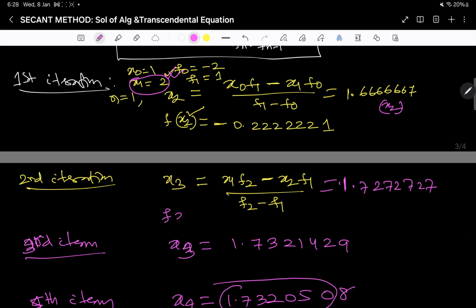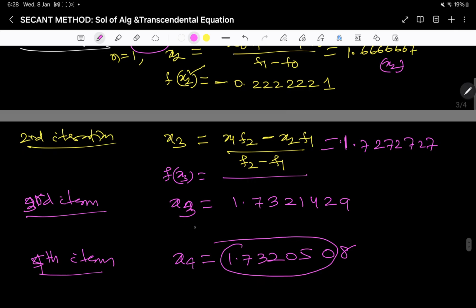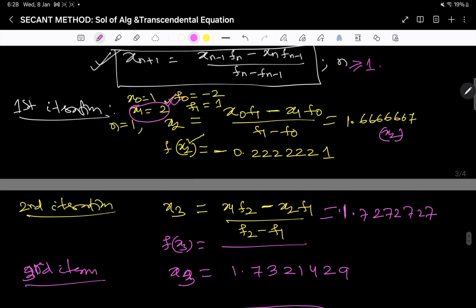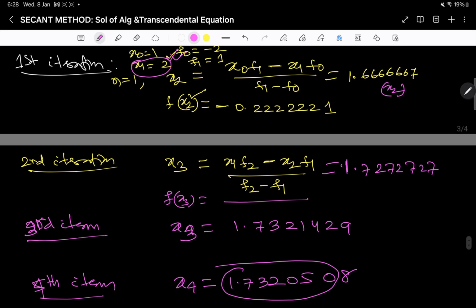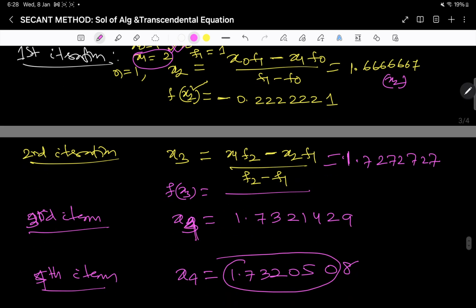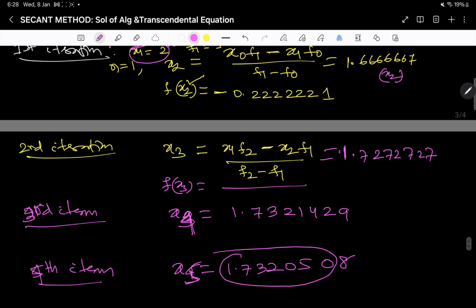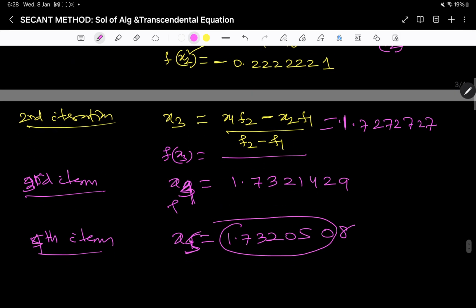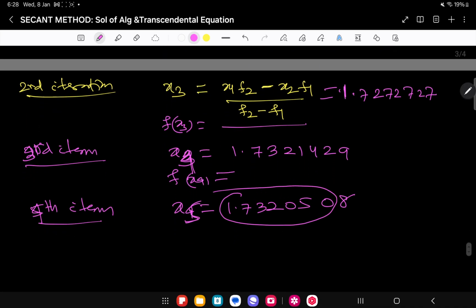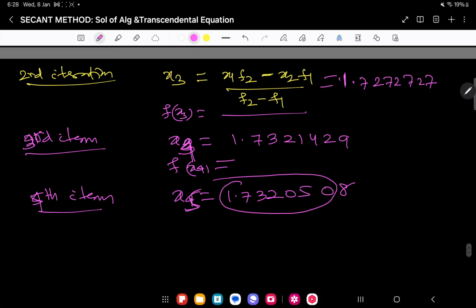So we just need to find f(x3) here, and we don't bother because in the formula we need to use it. This is x2, then in the second iteration x3, then x4, and this is my x5. Then we need to find f(x4), but we don't bother positive or negative. So now this is my final answer.